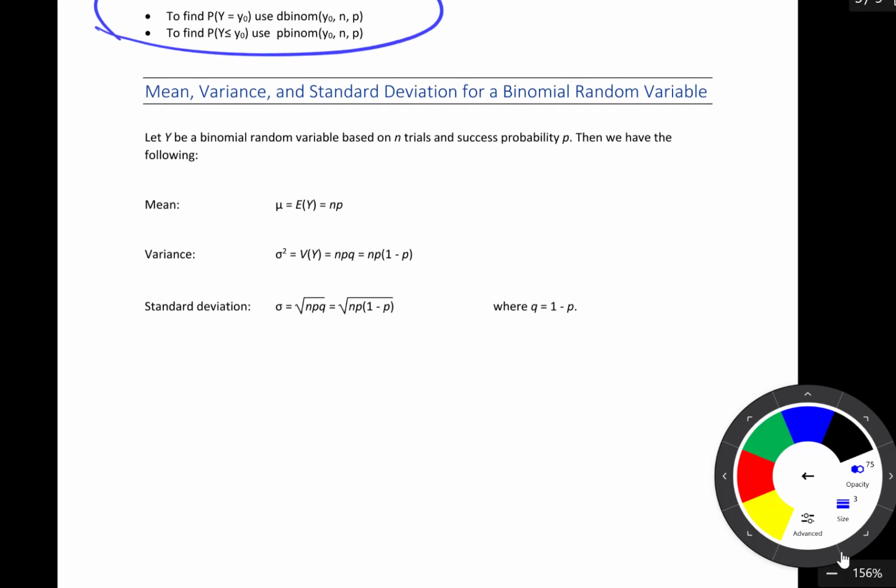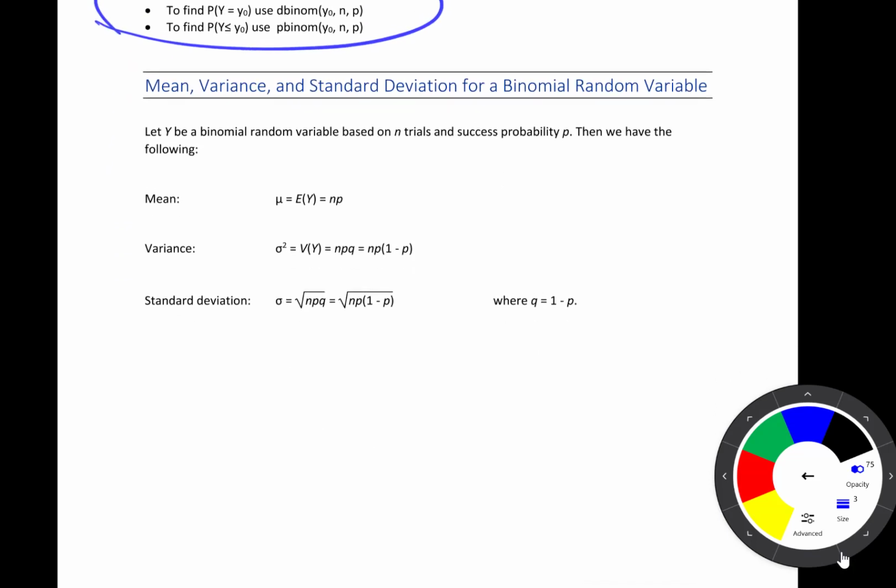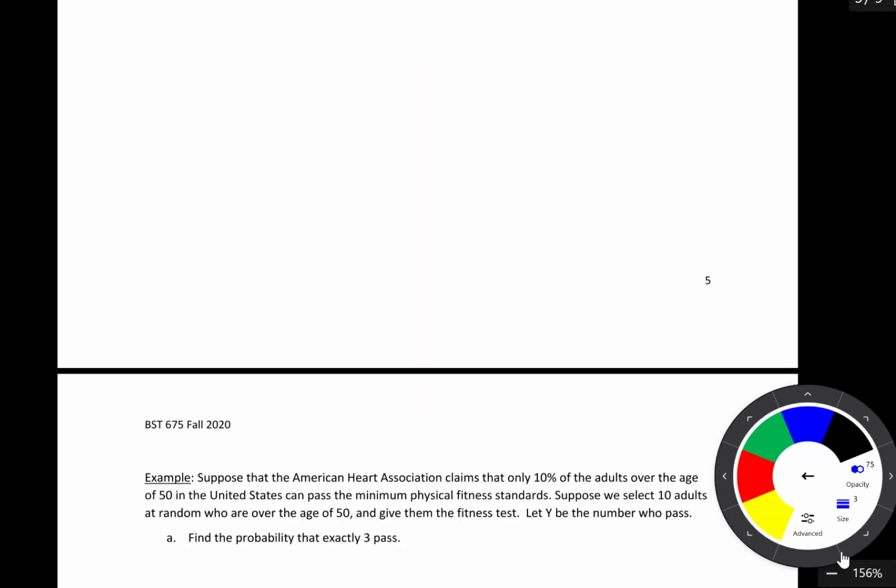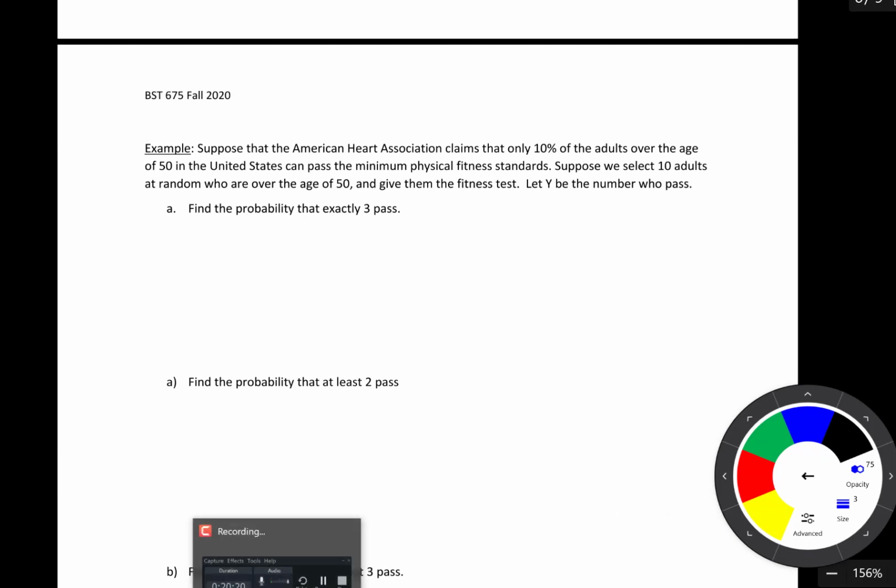We also have the mean, the variance, and the standard deviation for a binomial random variable, and here are those different formulas. Let's work with that example that we saw before, so we can find some different probabilities as well as the mean and the variance.